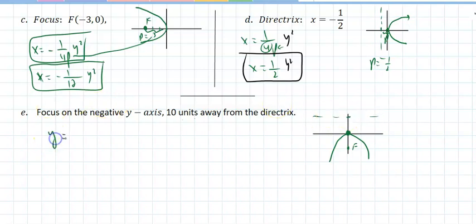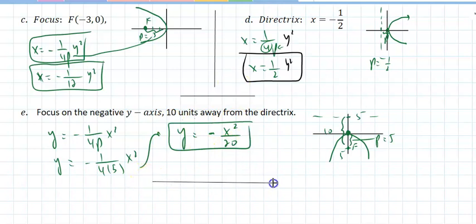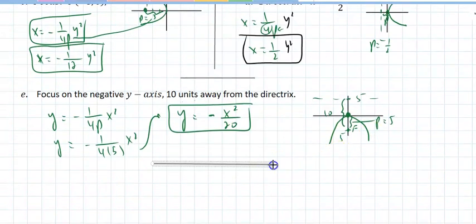That means this is y equal negative 1 over 4p x squared. And let's see how this works. The focus is on the negative y-axis, and it's 10 units away from the directrix. If it's 10 units away, doesn't that make this a 5 and this a 5? Well, if this is 5, that's p. Put a 5 right there. Or you could say y equal negative x squared over 20. 11.1, 11.2, 11.3 are going to work out that easily. And that's pretty much it for this section.